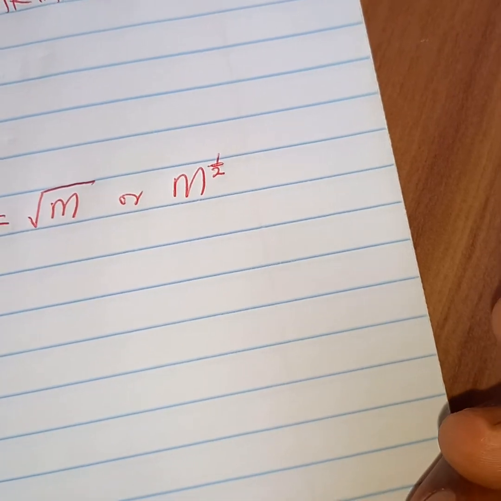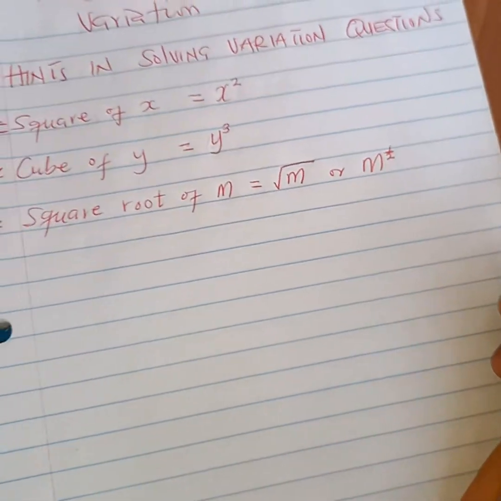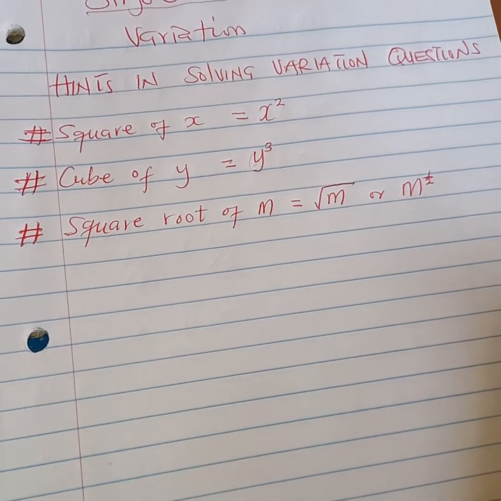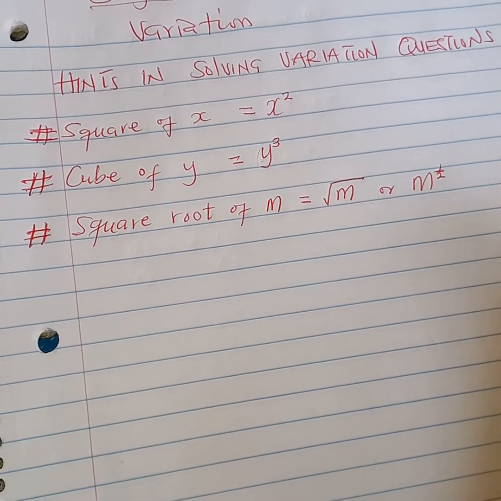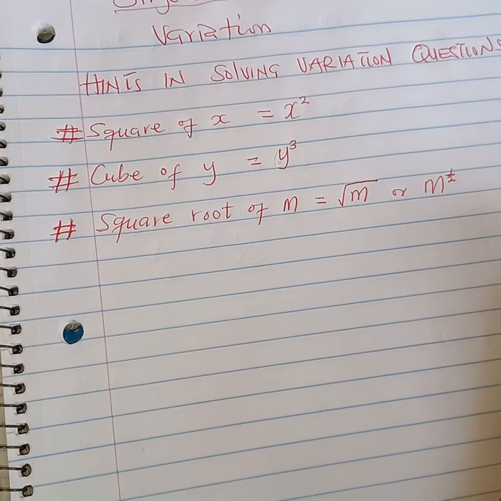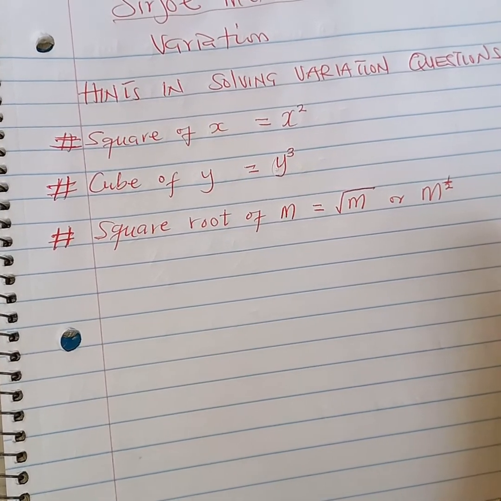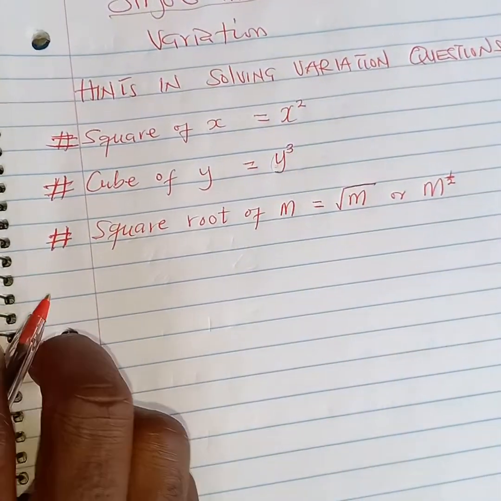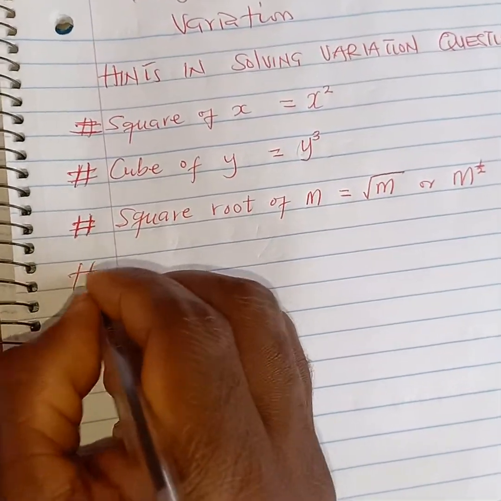This is the cube root of m. So if y varies directly as square root of 10, then you write it this way. Let's look at another hint.